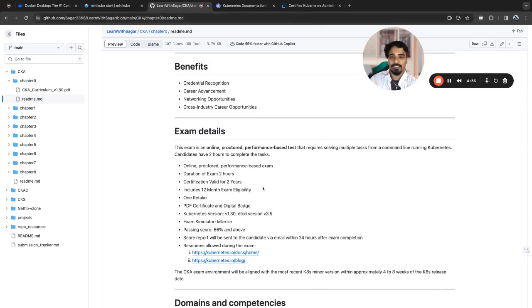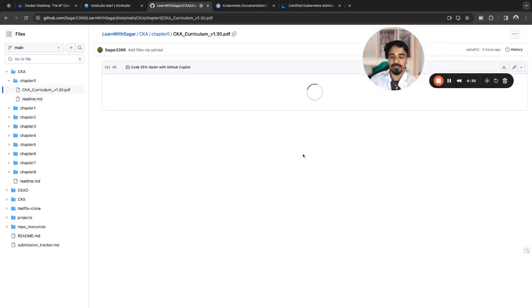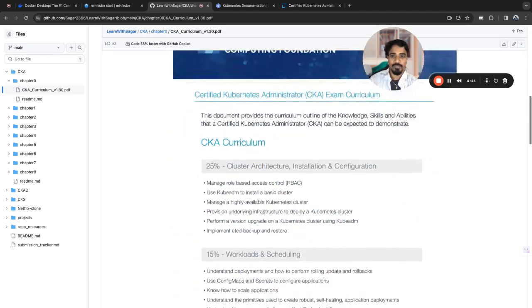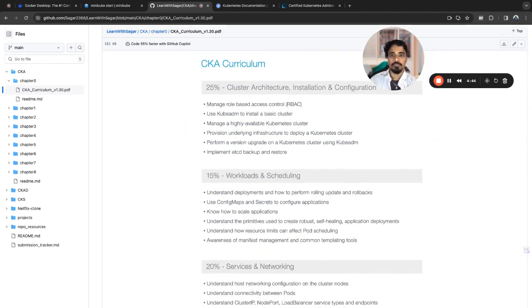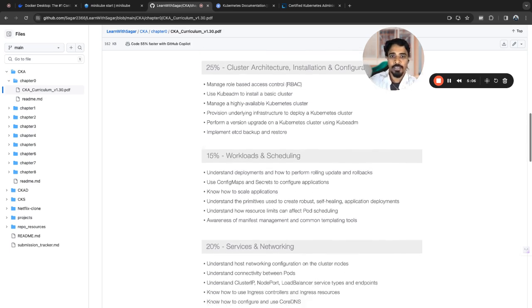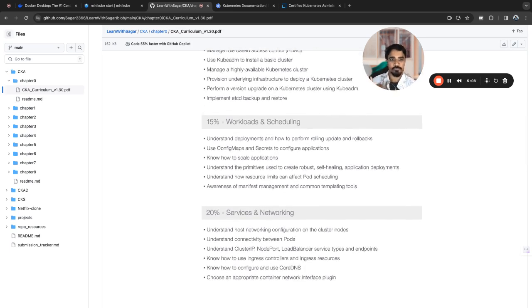Then we will discuss the CKA exam syllabus. The current syllabus is designed for Kubernetes 1.30. There are six different domains. The first domain is cluster architecture, installation and configuration, which has 25% weightage. It covers your Kubernetes cluster installation, upgrades, your etcd backup and restore, as well as RBAC. The next domain is workloads and scheduling, which has 15% of weightage.